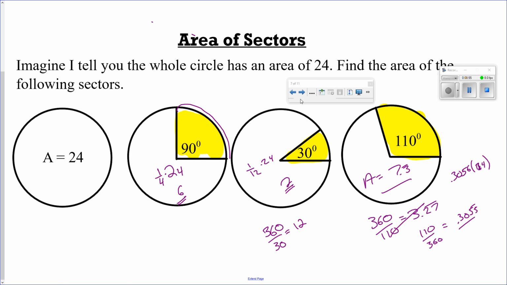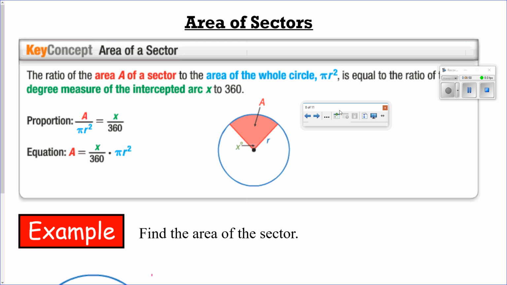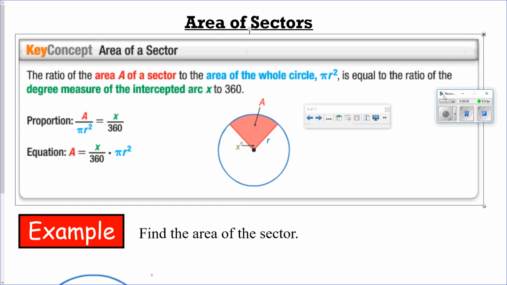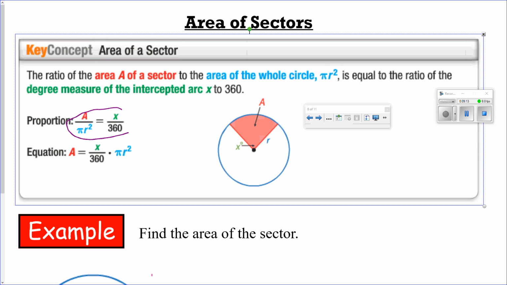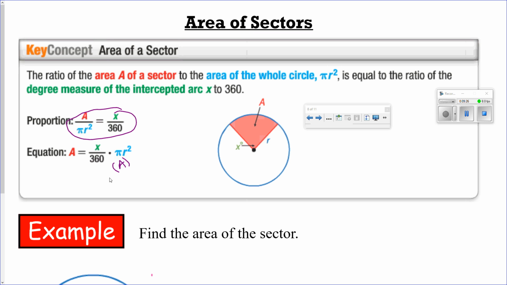Okay, so the formula for an area of a sector is simply the ratio of the central angle to the entire circle. We're setting up a proportion basically, and then solving that proportion. Here's the proportion. Area of the sector divided by the area of a circle is equal to the measure of the sector over the measure of a circle. So if I multiply by pi r squared, this right here is just area of a circle. And then here's the ratio. What fraction of the circle does that sector make up?